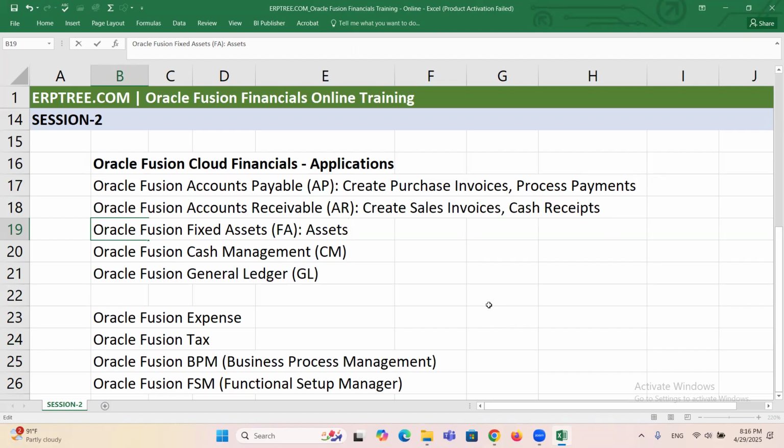And when we are using those assets, say for example, we have an asset called a car. Today we purchase the car at 20 lakhs worth. After 1 year, if you look at the value of that car, it could be only 16 lakhs. That means this year the asset value is 20 lakhs, by next year it will turn into 16 lakhs. So 4 lakhs of value got reduced. That you have to record in the system as depreciation.